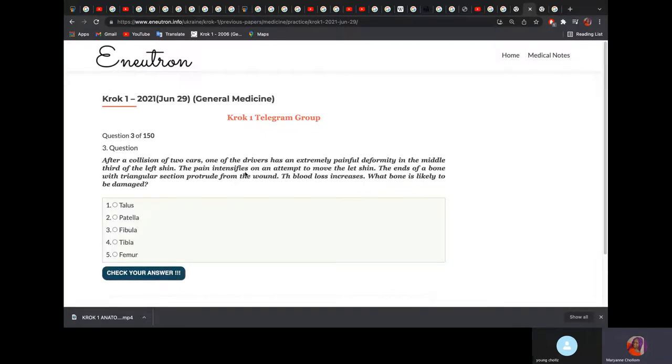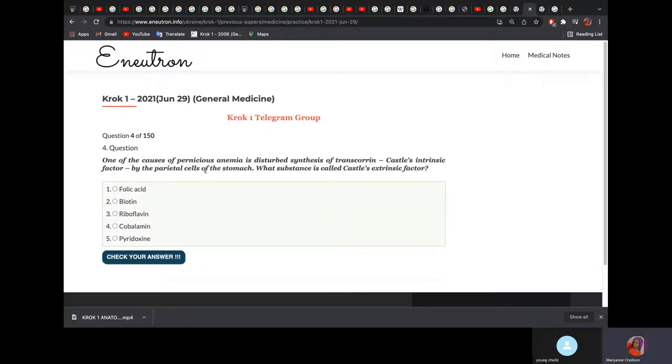After a collision of two cars, one of the drivers has an extremely painful deformity in the middle third of the left shin. The pain intensifies on an attempt to move the left shin. The ends of a bone with triangular section protrude from the wound. The blood loss increases. What bone is likely to be damaged? So, of course, it's a shin. We're talking about the leg. We know there are two bones that make up the leg, the tibia and the fibula. They didn't specify the lateral part, and the tibia is the most frequent bone that is fractured in an accident.